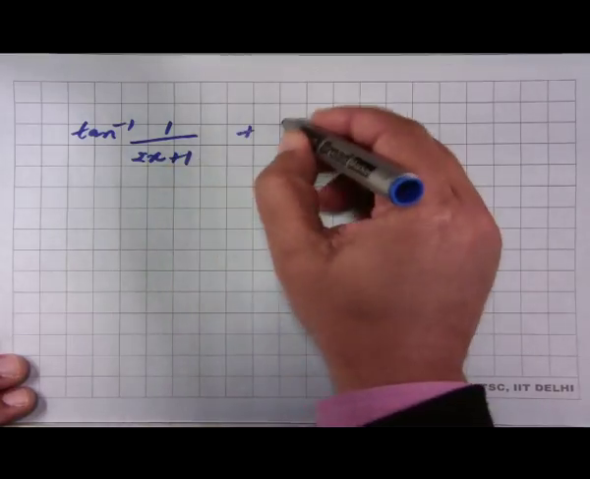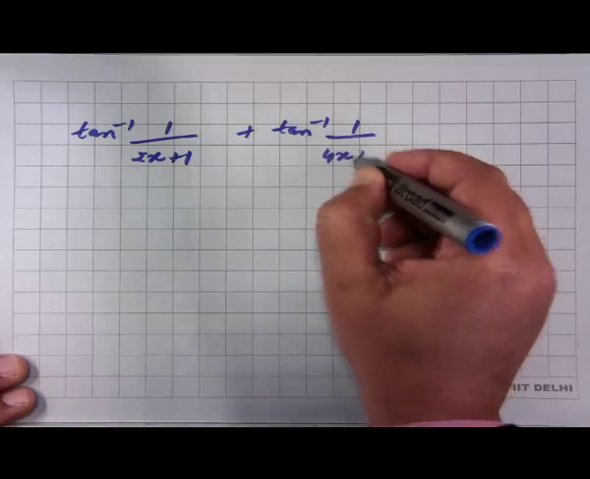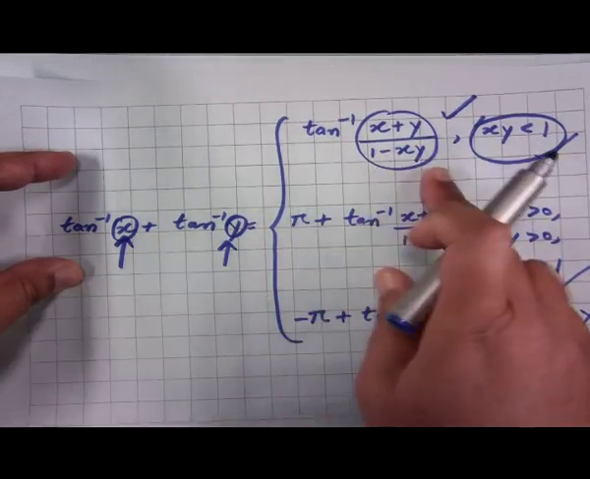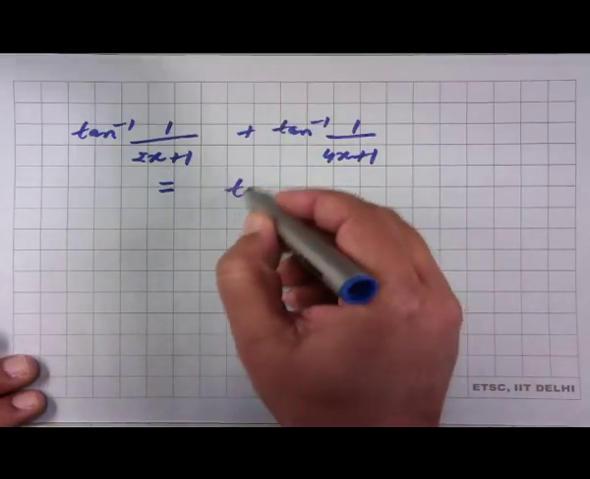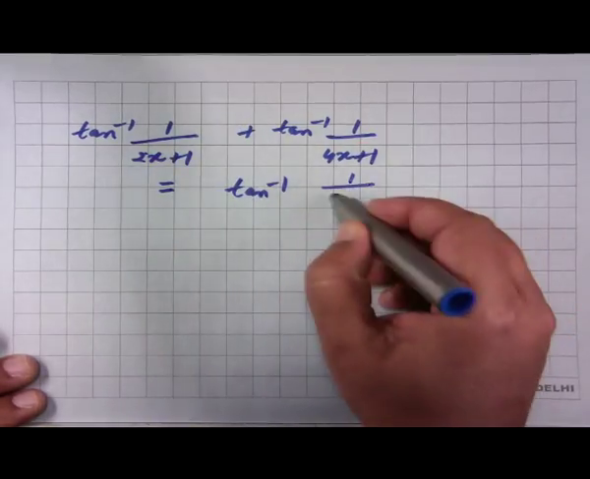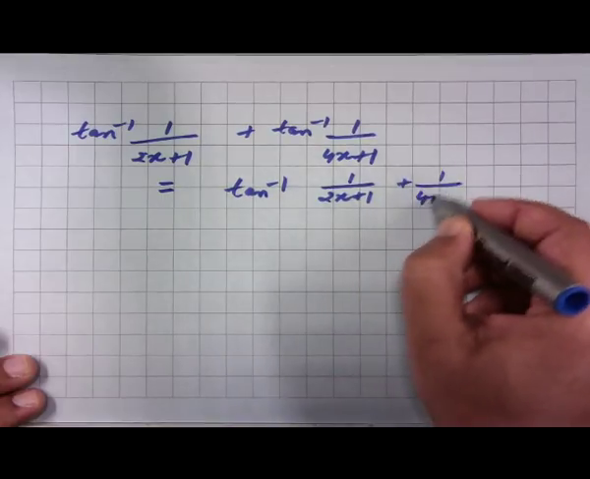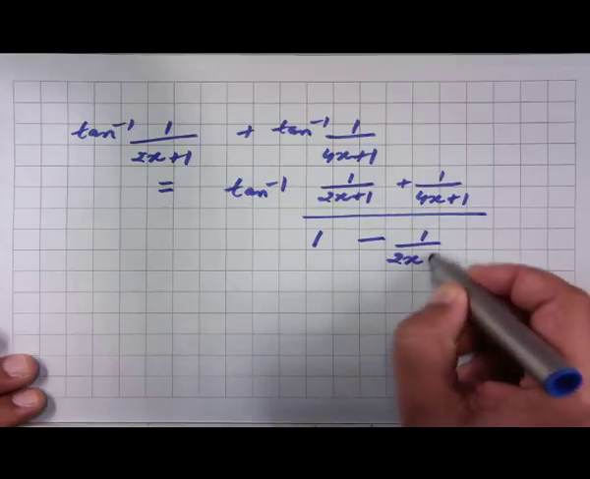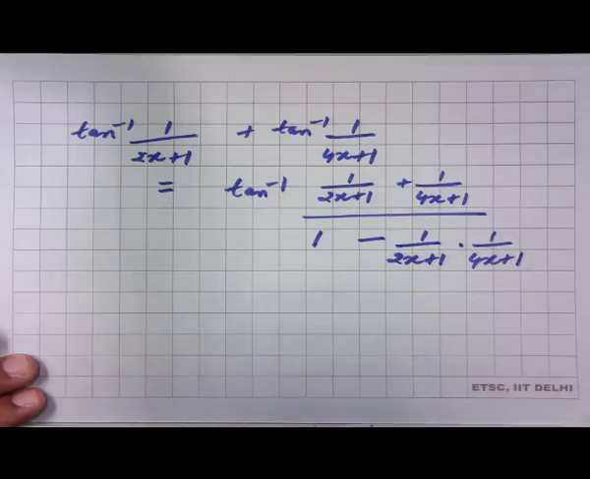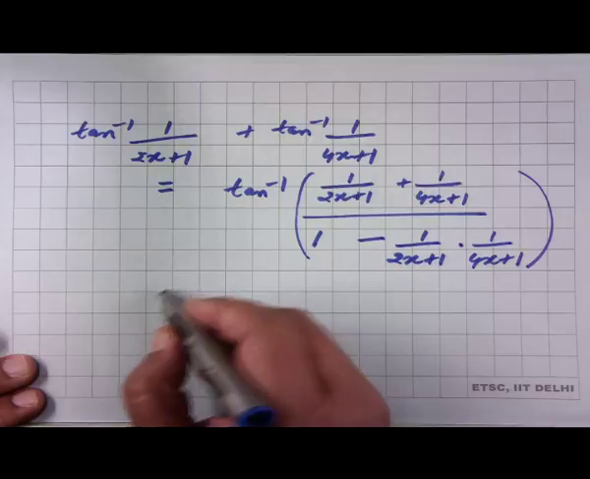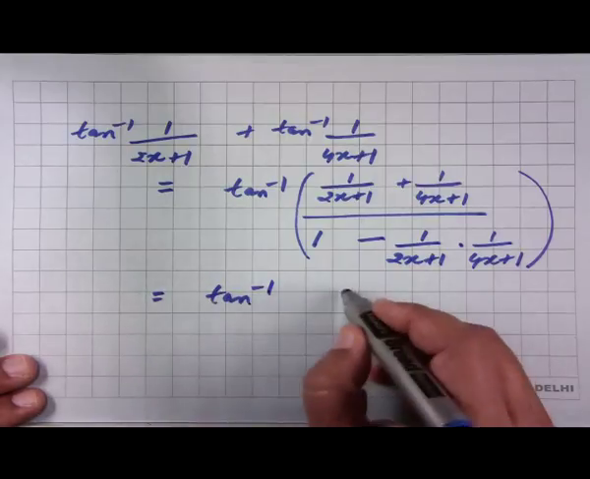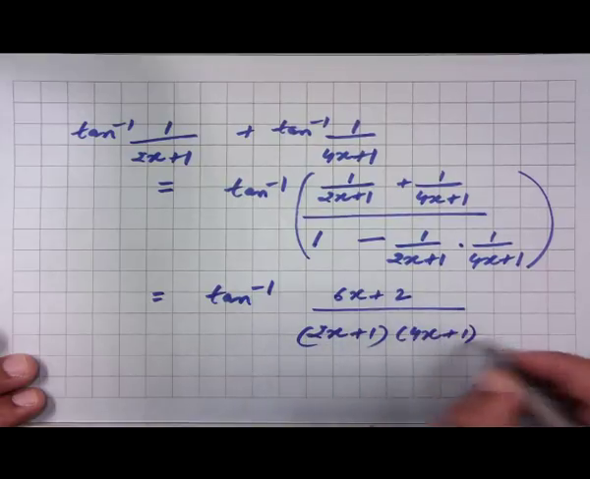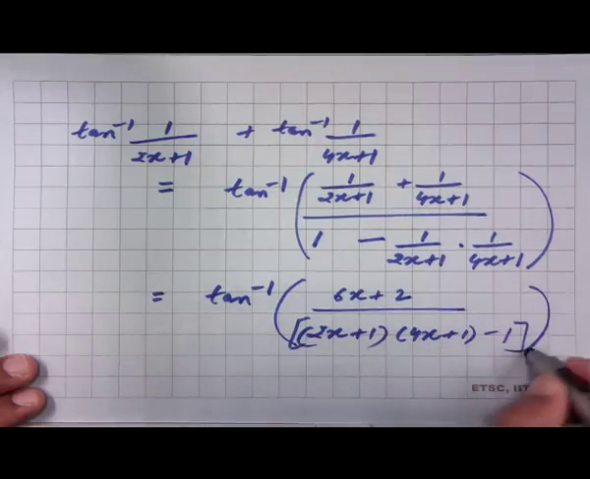tan inverse of 1 by 2x plus 1 plus tan inverse of 1 by 4x plus 1 to be equal to... So we will use this first formula here: tan inverse of this plus this over 1 minus the product of these two values, and which can be simplified to this expression here.